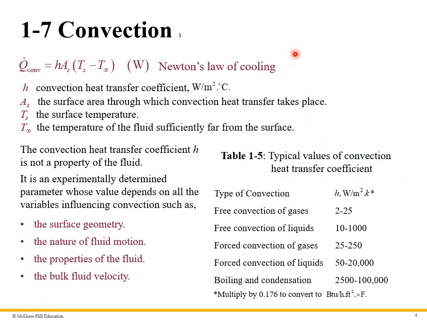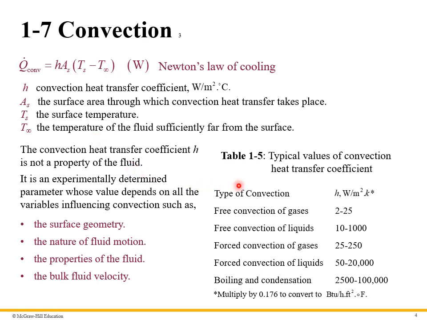The law governing convection is what's known as Newton's law of cooling. Q dot convection is equal to h, the convection heat transfer coefficient, times the area through which the convection heat transfer takes place, times the difference in temperature. Ts is the surface temperature of the hot object, and T infinity is the temperature of the fluid sufficiently far away from the surface.